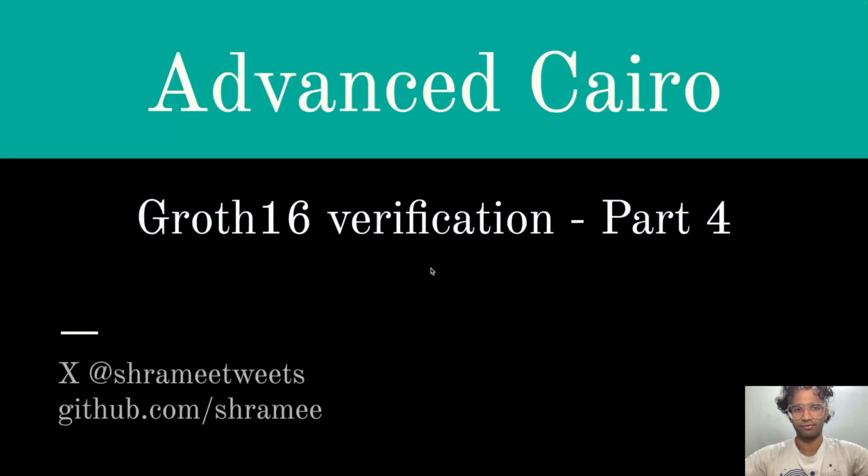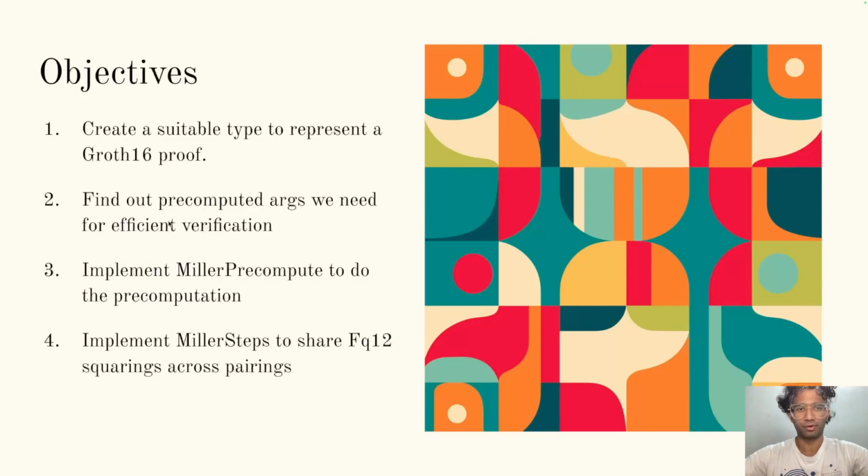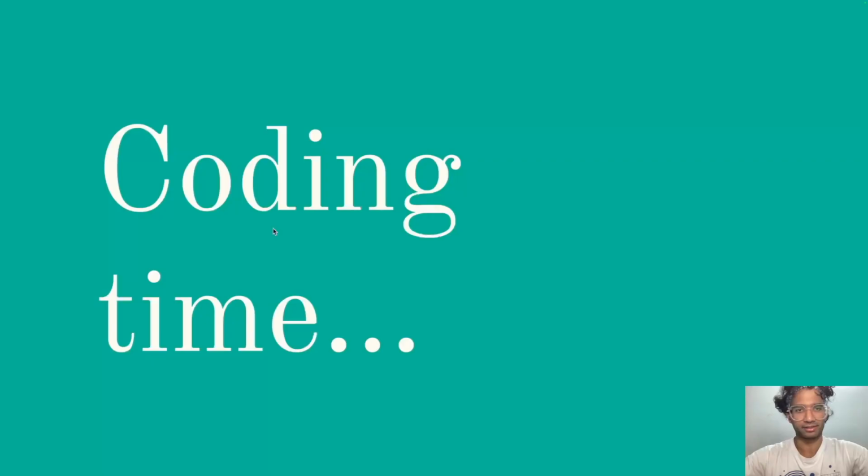So this is part 4 and here we're going to be looking at pre-compute for our Miller loop. We will find out what the pre-compute type needs to be for our Miller loop for Groth16 pairs.